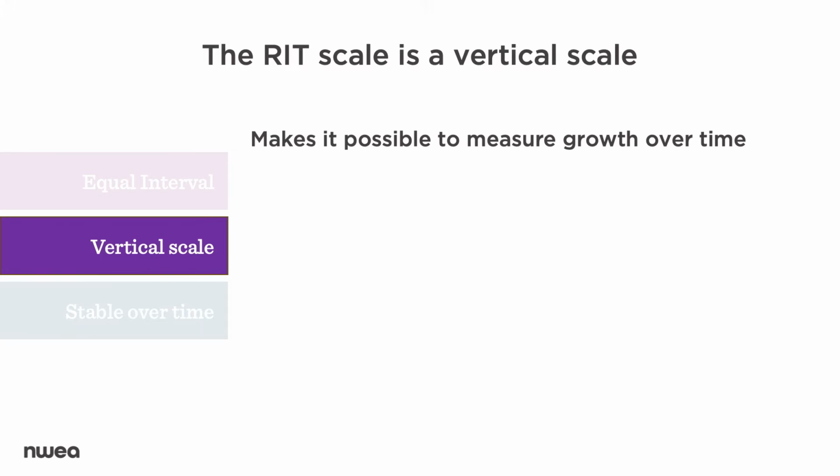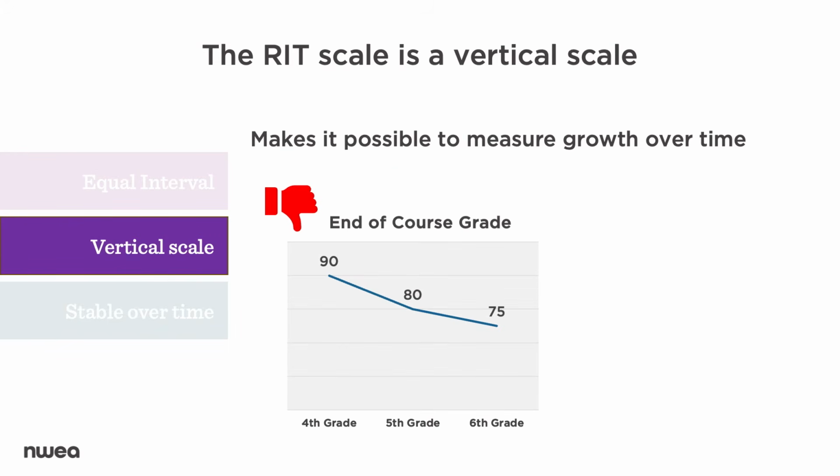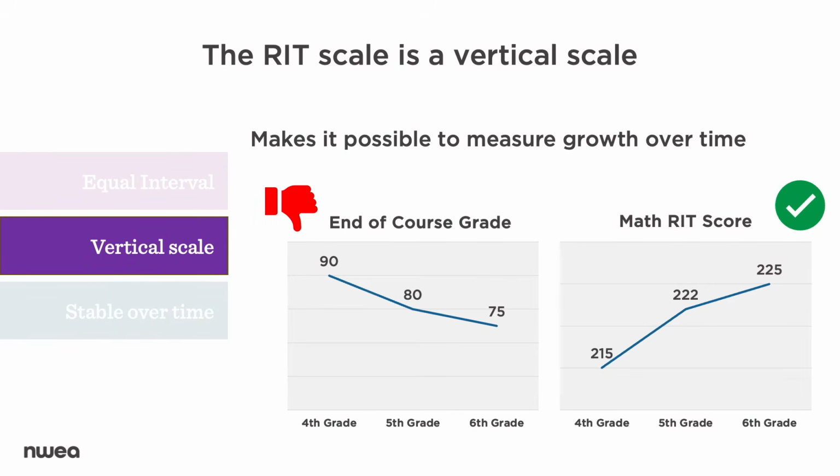The vertical scale also makes it possible to measure growth over time. With non-vertical scales, growth determinations are more challenging. For instance, if we compared this student's end-of-course grades, what could we conclude about her growth in math over time? Does going from an A in 4th grade to a C in 6th grade indicate she's losing math skills? No. Change over time cannot be evaluated comparing grades because they are a non-vertical scale. In contrast, the RIT scale provides a continuous, stable measure that allows us to track a student's academic progress accurately over time, offering a clear picture of their growth.